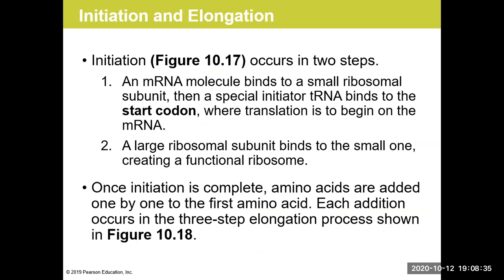Initiation step involves two substeps. First, the mRNA molecule would bind to the small ribosomal subunit, and then a special type of initiator tRNA would bind to the start codon where translation begins on the mRNA. The large ribosomal subunit would bind to the small one, creating a functional ribosome. Once initiation is complete, then amino acids are added one by one to the first amino acid.